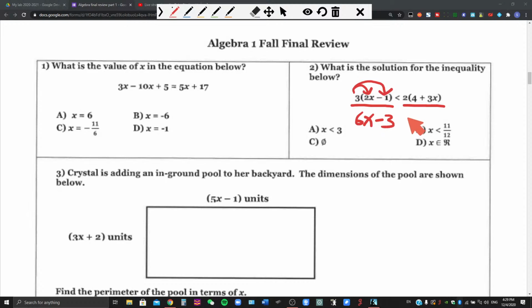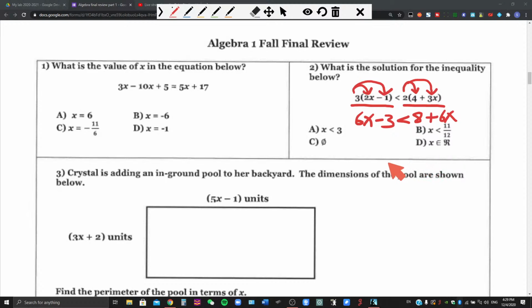After unpacking, we have 6x subtract 3 on the left, and copy the same smaller-than sign, and unpack the right side. Similarly, the outside 2 will multiply each term inside. So that will be 2 times 4, that's 8. Then 2 times 3x, that's 6x. After unpacking, we have this.